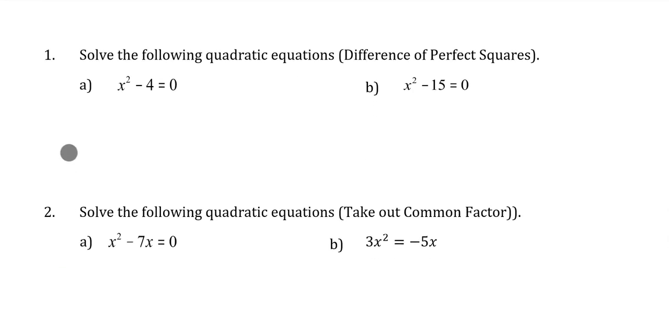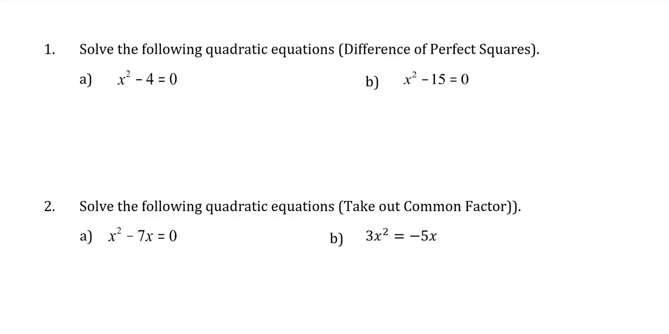Okay, so here are our questions. We're going to go through all the different types of factorizing again. Question number 1, solve the following using difference of two squares. So factorizing first, x squared minus 4 will be x minus 2, x plus 2 when we factorize it.